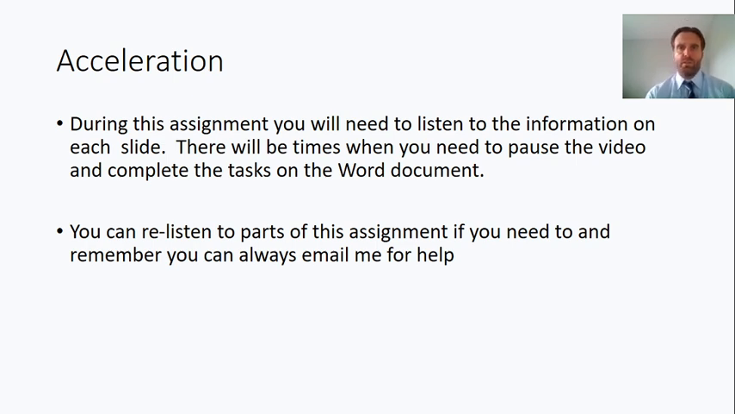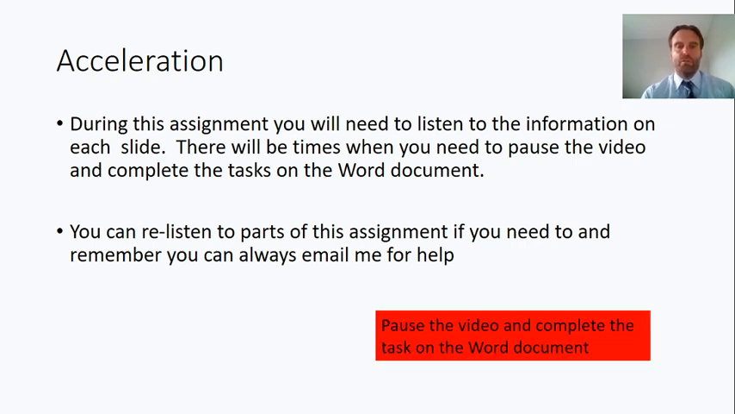During this assignment you'll need to listen to the information on each slide, so you can go back and read it a few times if you need to. You can listen to me trying to explain it again a couple of times if you need to. You've always got the opportunity to pause it, go back and do it again. There will be tasks to do as we go along. They'll be on the Word document that's been put onto Teams with this, or if it's been sent home to you, then it would have been part of the package that came back with you.